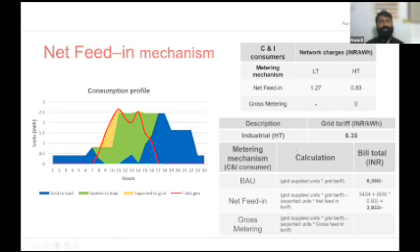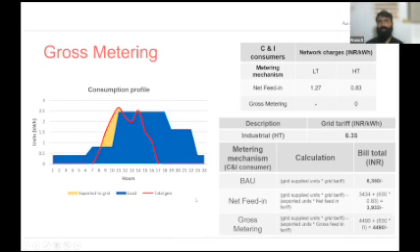Similarly, for the gross metering mechanism, we don't have any network charge. Hence, 0 rupees per unit has been applied in case of gross metering, and the bill amount remains the same in case of gross metering.